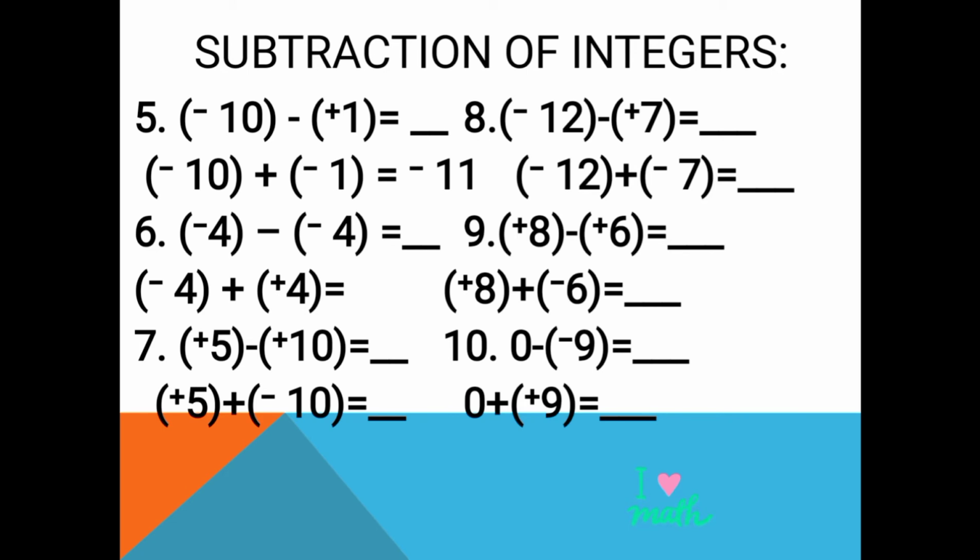Then number 10, last number, 0 minus negative 9. Copy the first term, 0. Then change the operation. The minus will become plus. Change the sign of the second term or the subtrahend. The negative 9 will become positive 9. So 0 added to 9, the result is positive 9. Okay?